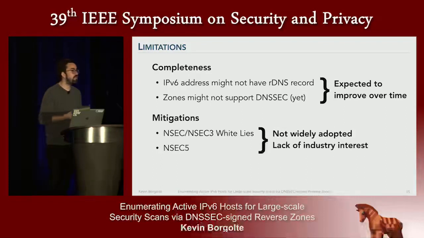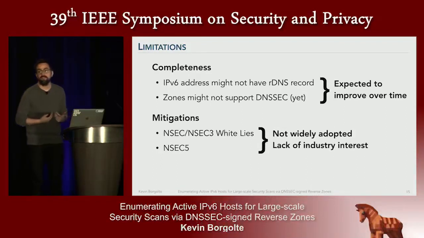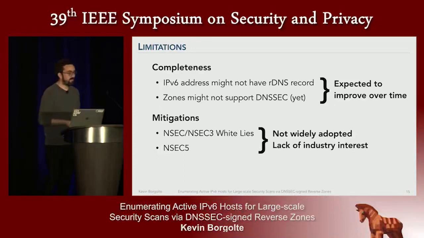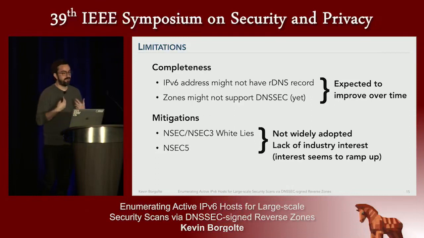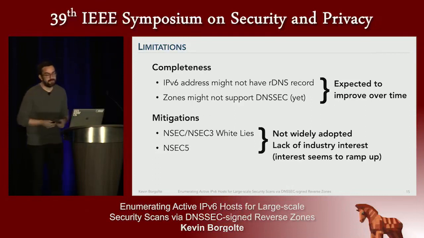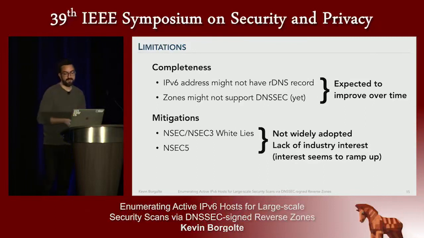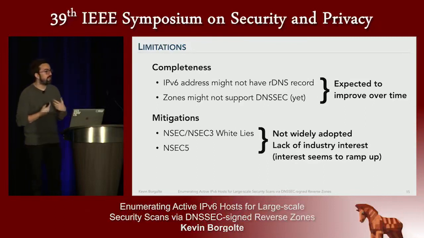And this is largely because there has been a lack of industry interest. So standards have been proposed, so there are RFCs for them. But so far, industry doesn't really seem to care that much. Fortunately, interest seems to actually ramp up. So that's good for people who want to protect themselves against essentially enumeration. But I think we're still at the part where this is going to take a good amount of time until it actually happens.